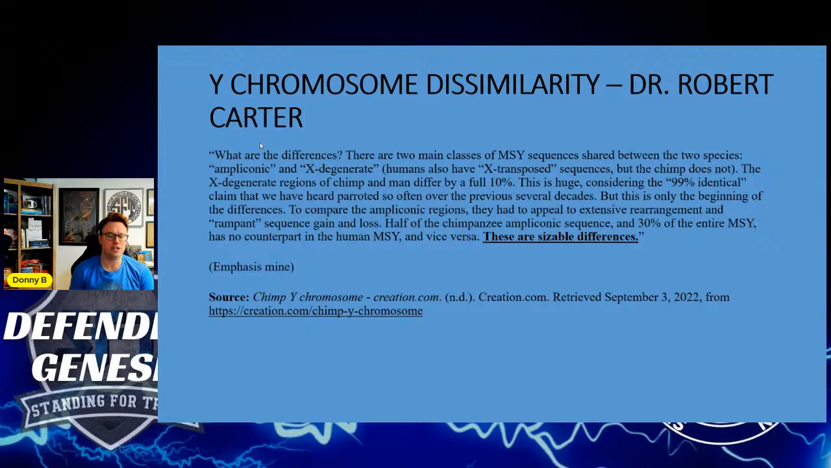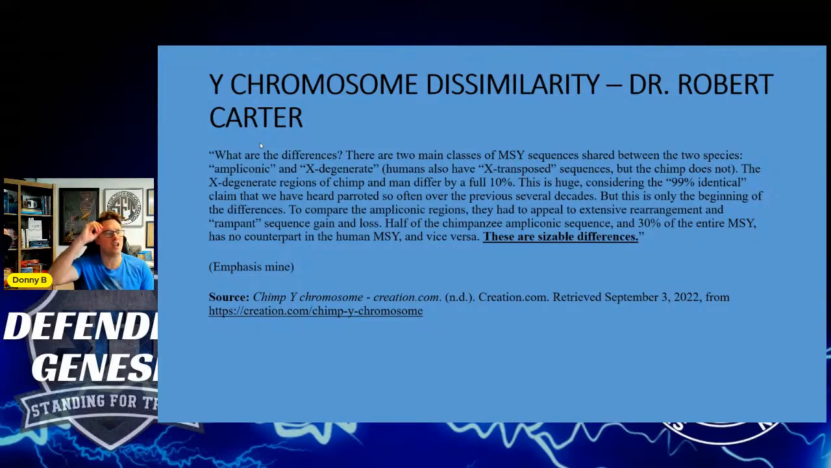The X-degenerate regions of chimp and man differ by a full 10%. This is huge. This is massive, considering the so-called 99% identical claim that we have heard parroted. They love to parrot, these evolutionists, so often over the previous several decades. But this is only the beginning of the differences. To compare the ampliconic regions, they had to appeal to extensive rearrangement and rampant sequence gain and loss.